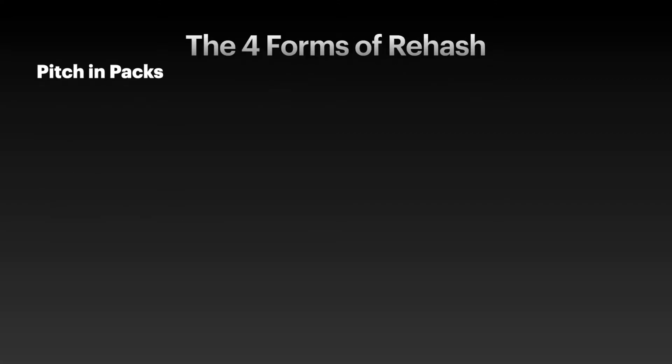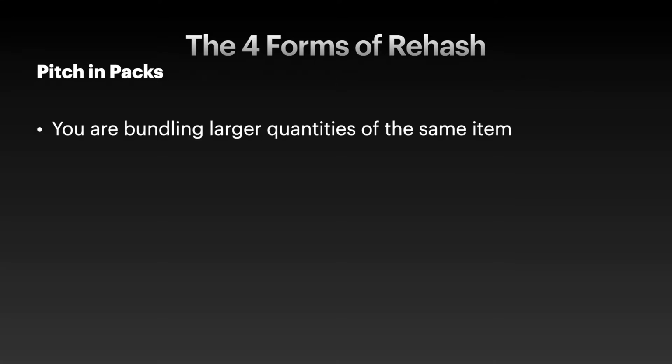In pitching and packs, quite simple. All you're doing is bundling larger quantities of the same item together, right? A great and easy way to do this is right off of the website by pitching the price breaks. Price breaks are automatically on there. It's an easy way to double or triple your order size off of one item.